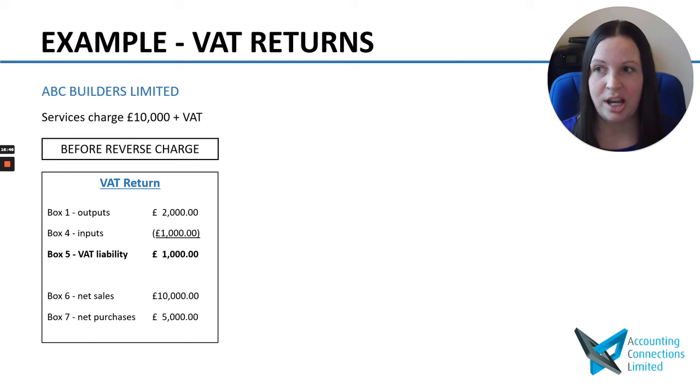Next person up the chain is ABC Builders Limited. They've purchased services from XYZ Plasterers Limited for £5,000 plus VAT, and they have forwarded it on. The cost of the project has been forwarded to Mrs. Robinson at £10,000 plus VAT, the VAT element of that being £2,000. So here we see the VAT return under standard VAT rules. They would say that they've got to pay over £2,000, reclaim £1,000, which is the VAT on the XYZ Plasterers Limited invoice. So the VAT liability they only physically have to pay out is £1,000.